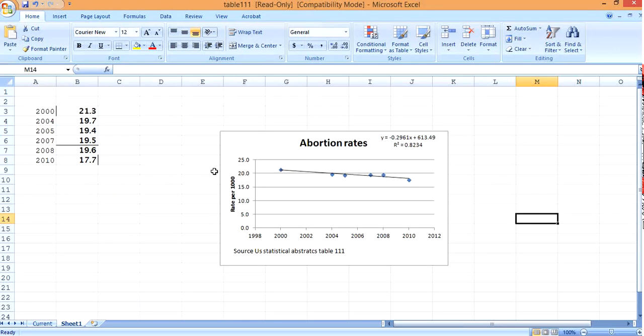So we thought perhaps abortion rates might explain the decrease in teenage birth rates, right? If that were the case, we would expect abortion rates to be going up over this period of time, but they're not. So this suggests that abortion rates are not necessarily related to this drop in teenage birth rates. So it's not the case that teenagers are not having babies because they're having more abortions.